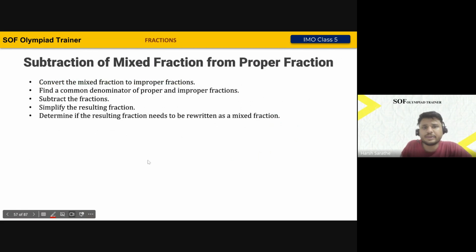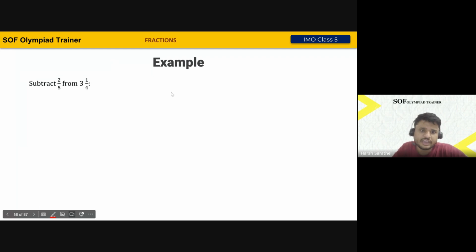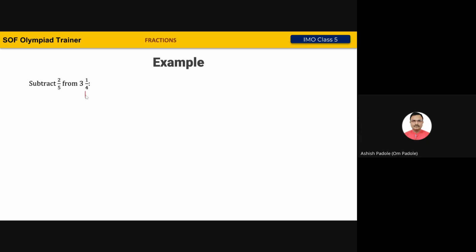So now the next topic is subtraction of a mixed fraction from a proper fraction. We are going to subtract a mixed fraction from a proper fraction. Let's see with the help of an example. So we are having a question like this: subtract 2 by 5 from 3 and 1 by 4. First of all, let's simplify this.